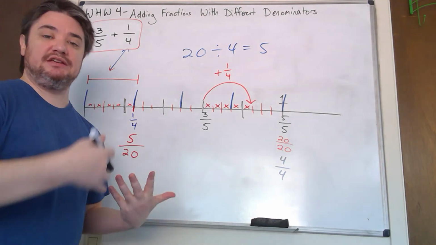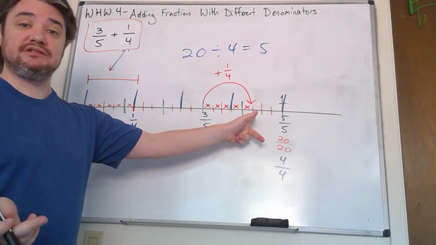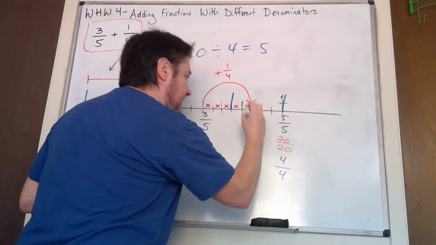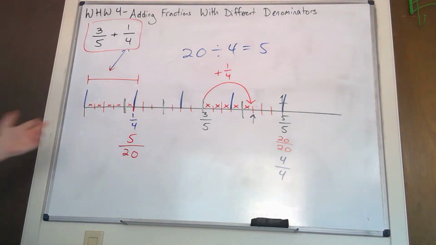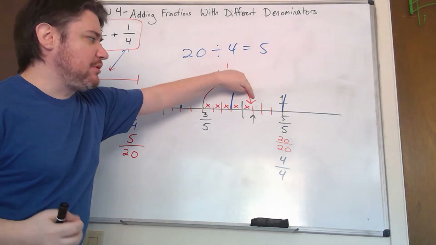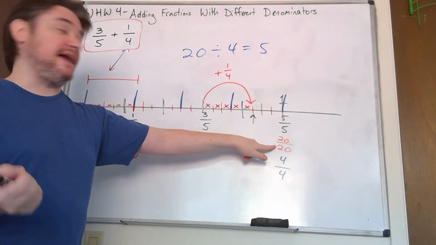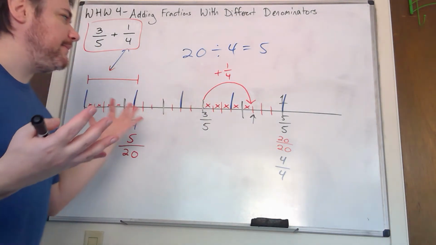And so I like these number line answers because you locate the answer first before you really know it, right? Now all I have to do is figure out what it is, but I know where it is. This mark right there, that's my answer. And so what is that mark? Let's just count up. It's one of the red marks, which means that the denominator is going to be 20 for that answer, right?